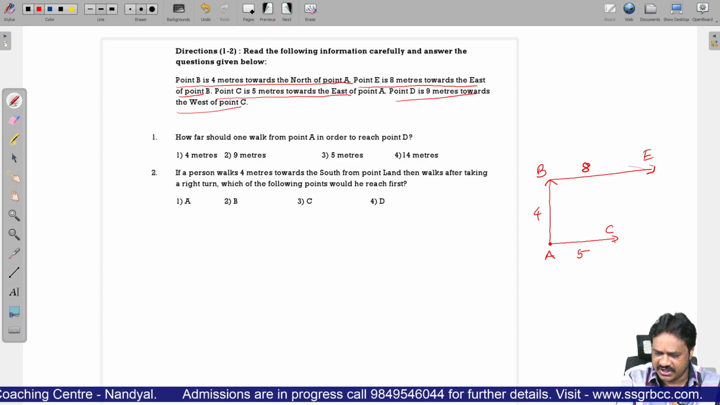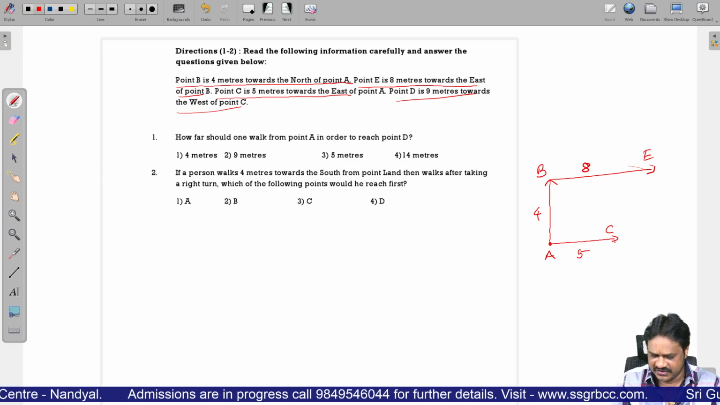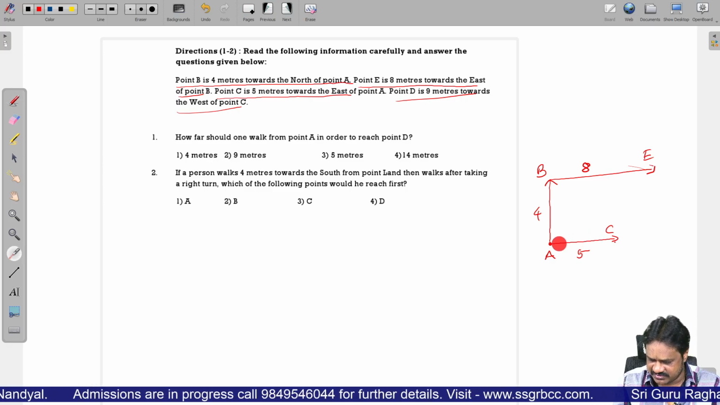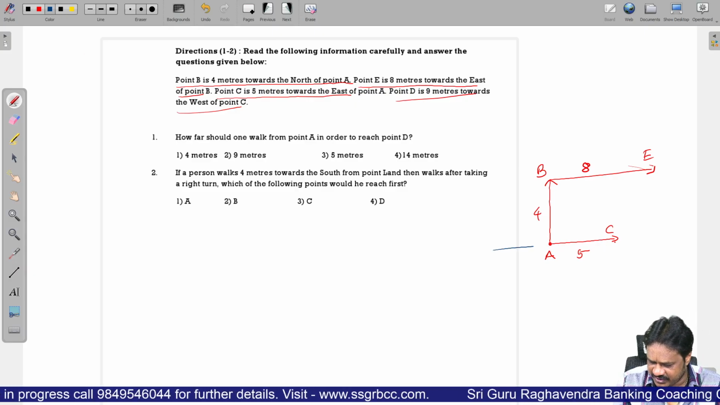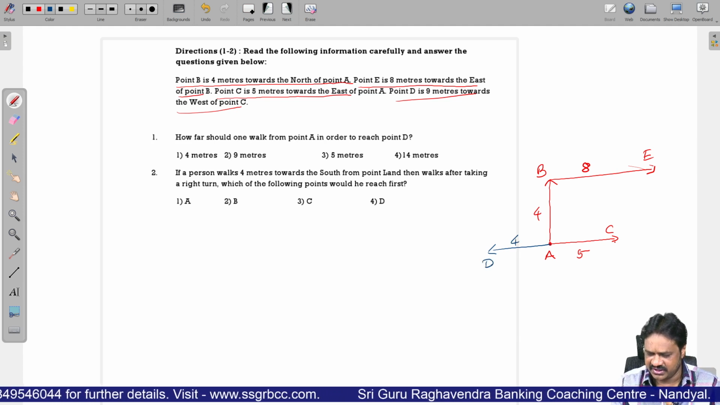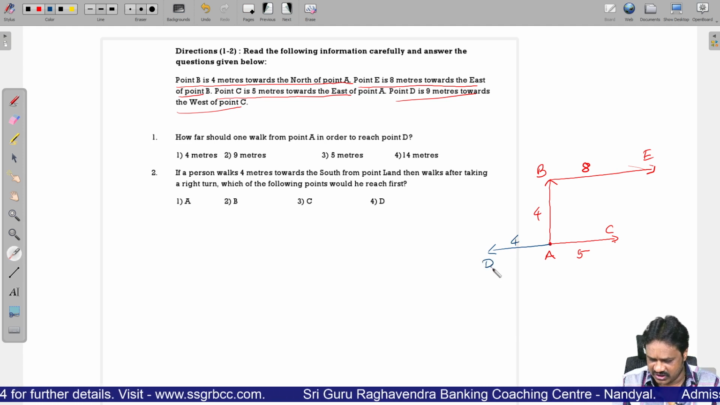Point D is 9 meters to the west of C. West of C means left. West means always left side. How many meters? 9 meters. Already this is 5 meters. Now extra 4 meters. There you will get D. See, this is the total direction.